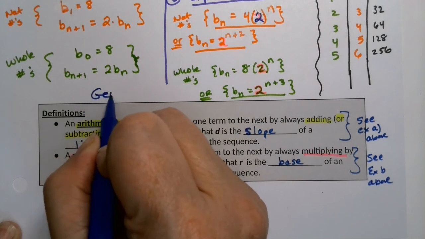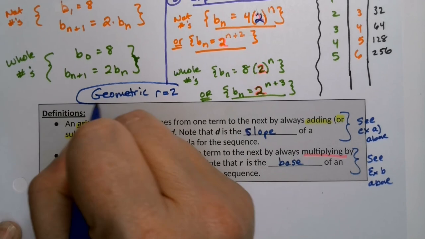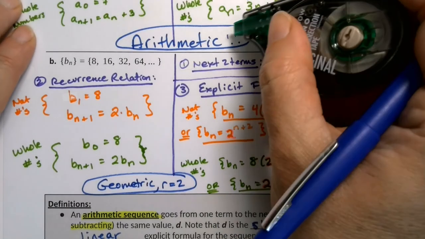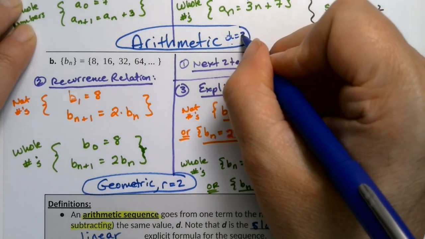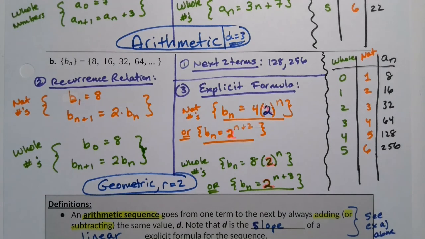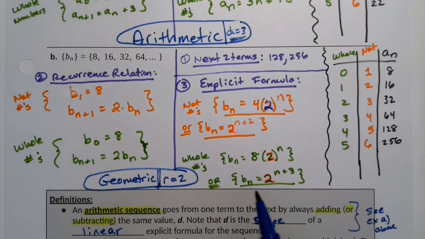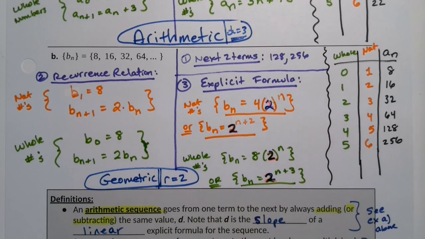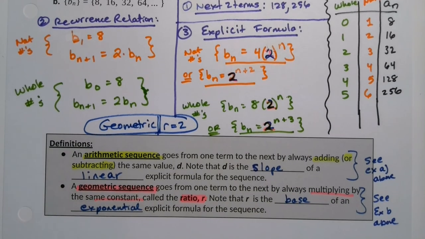So this is geometric. R is equal to 2 on this one. Actually, I could have mentioned that up above. So this one was arithmetic with that difference being 3. Right? D was equal to 3 on this one. This one's geometric with R equal to 2. And you can see the 2 is right here, the 2 is right here, the 2 is right here. That base for every one of your explicit formulas, because all your explicit formulas will be exponential.